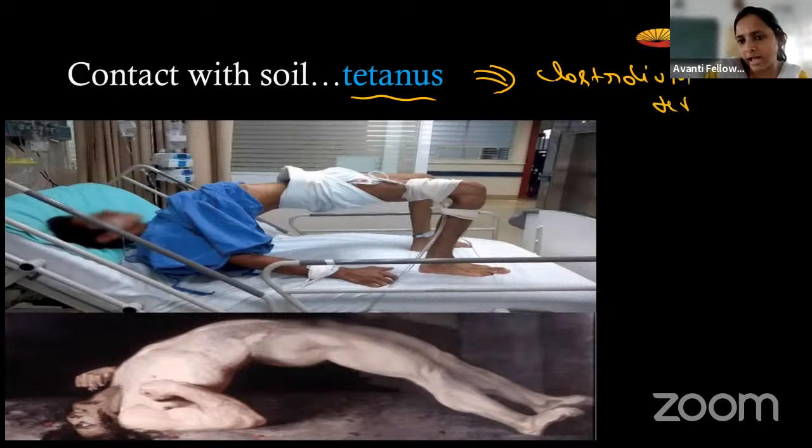Clostridium tetani. Students, whenever you are hurt by an iron rod, you're going to take an injection, right? What is that injection? Can anyone tell me? Whenever you are hurt by an iron rod, you're going to get the injection, right? We call it the TT injection, right? So why are we going to take the TT injection?